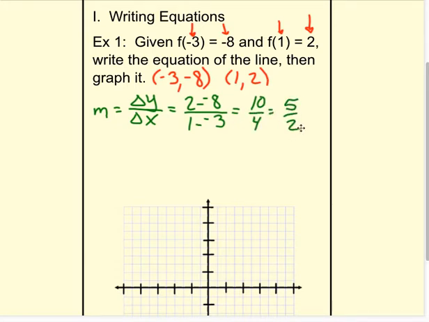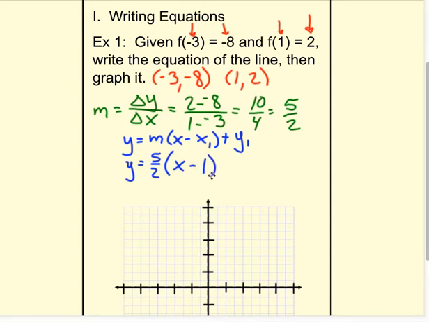And then we can use point-slope form, substituting in. We have a slope of 5/2. We can use either point, and since both my x values are odd, I'm going to end up with a fraction since I'm dividing by 2. So I'm going to go ahead and use 1 and 2. They're smaller numbers. Since 1 is positive, it goes into the parentheses as a negative. The 2 is positive, it's outside the parentheses and stays normal.